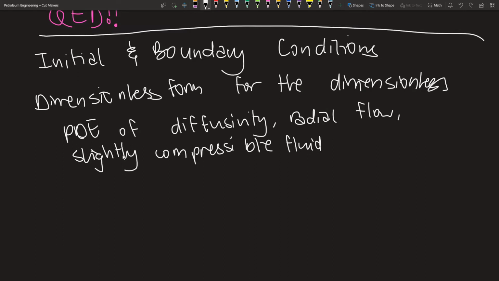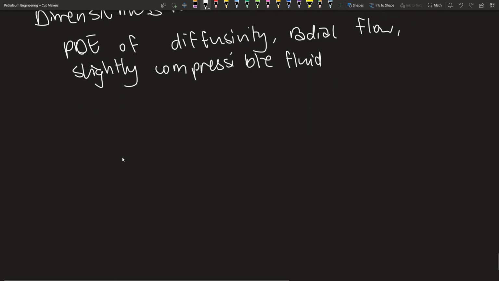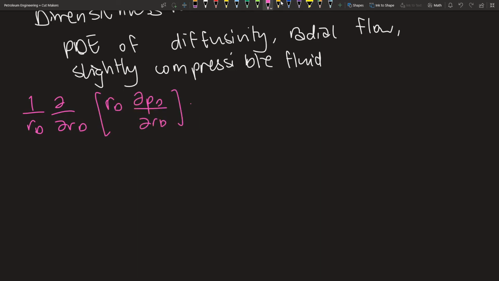Okay, so from the previous video, you can recall that the dimensionless diffusivity equation is 1 over r sub d, dou over dou r sub d, of r sub d dou p sub d over dou r sub d, is equal to dou p sub d over dou t sub d.